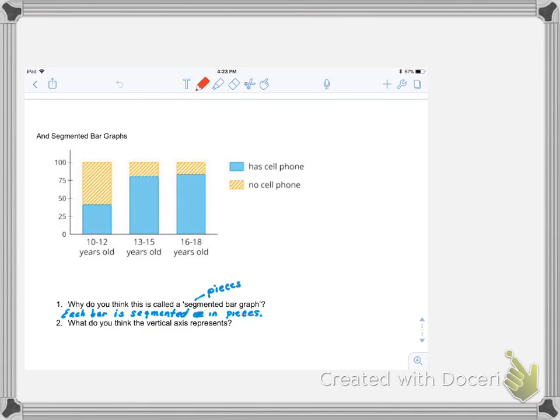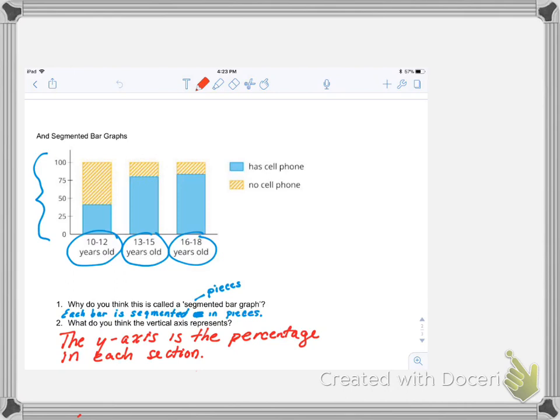And the numbers are a little bit different. You'll see that the labels on the bottom, these are the same with the age groups, and you have the have a cell phone, no cell phone. But the numbers on the side don't quite match up with what you would have seen in the two-way table and in the regular bar graph. And so I need you to kind of think about what that vertical axis, that y-axis, represents. And then I'd like you to tell me what that represents.